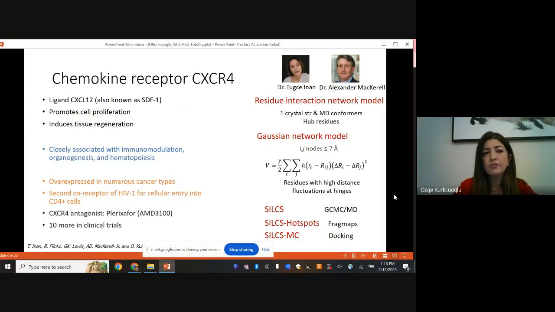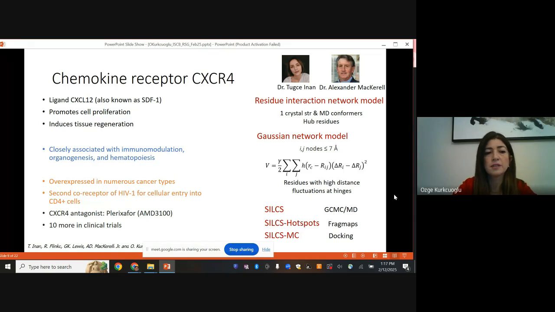And there exist several orthosteric and allosteric modulators available for the receptor for different purposes. Plerixafor, for example, is an FDA-approved drug, and it is a competitive orthosteric antagonist of CXCR4. And there are 10 compounds in clinical trials currently. And modulator binding sites are often located on the extracellular or transmembrane regions of the protein. And the benefits of allosteric drugs are well defined.